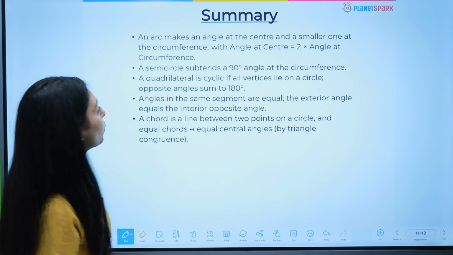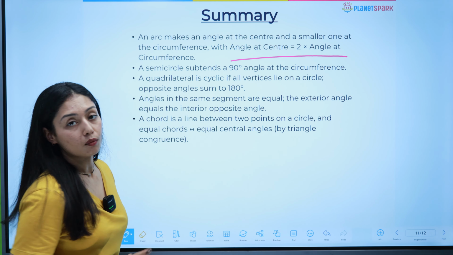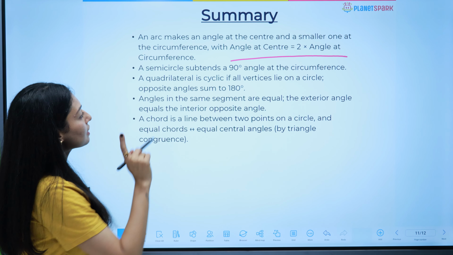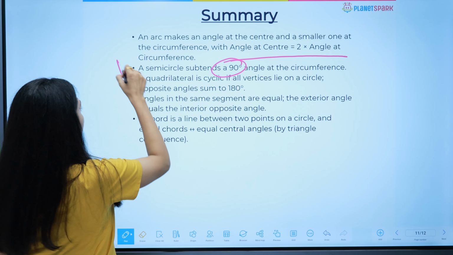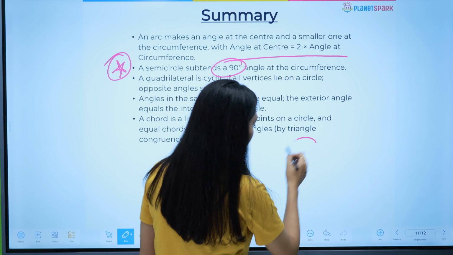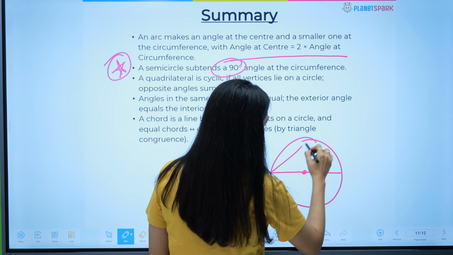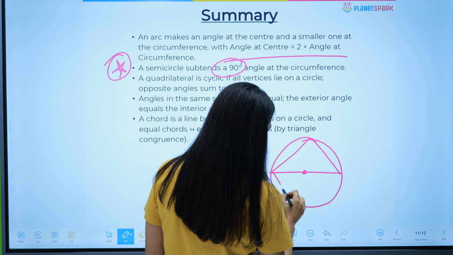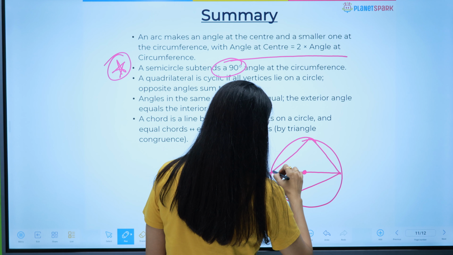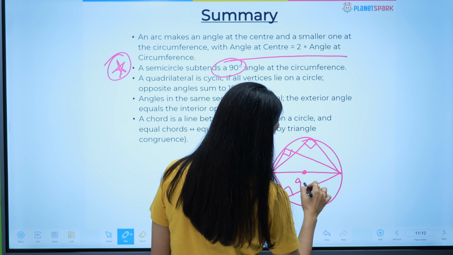Okay everybody, so that was all for today. Quickly summarize what we learnt here. We know an arc makes an angle at the center and a smaller one at the circumference, with the relationship that the angle at the center is 2 times the angle at the circumference, right? A semicircle subtends a 90 degree angle. Remember this. In a semicircle, the angle is always 90 degrees. If this is the diameter, this is the center, the angle subtended anywhere will be of measure 90 degrees.